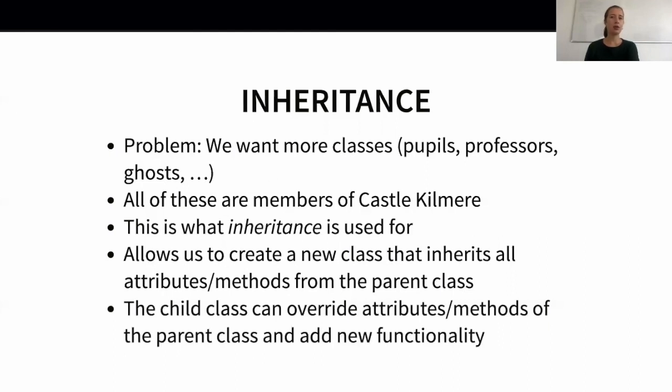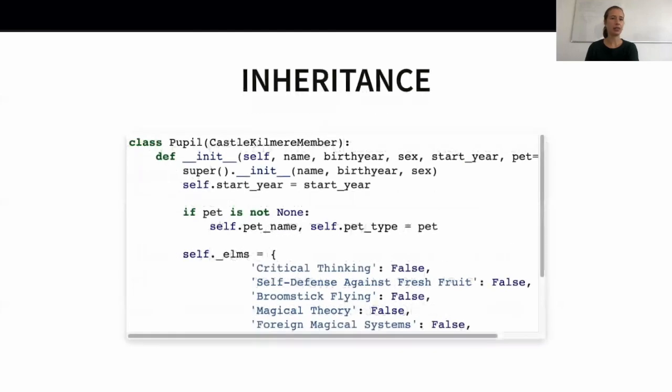Let's use the concept of inheritance to create a pupil class. This new class inherits from our Castle Kilmere member class. In the dunder init method of this new class, we use the method super to call the dunder init method of the parent class, which initializes the name, birth year, and sex. Then we add new attributes to the class, which will be specific to our pupils. For example, a pupil started school in a certain year, and they might own a pet.